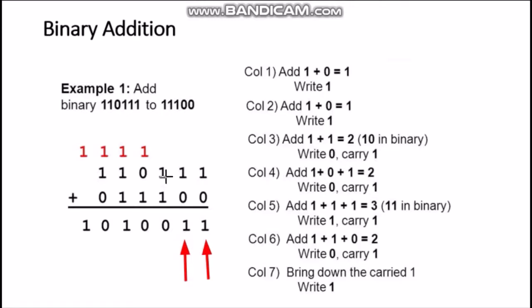Third column is 1 plus 1. Now 1 plus 1 is 2. If you convert this 2 in decimal into binary, because in binary we cannot write 2, if you have to write 2 in binary, you have to write 1 0. So what we have done, we have written 0 here, and 1 is carried to the next column here.